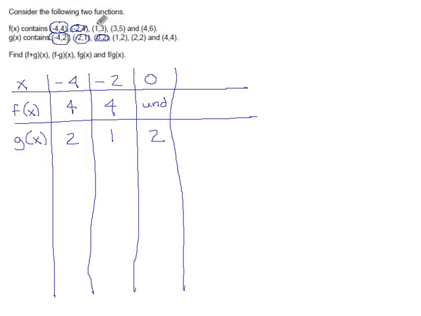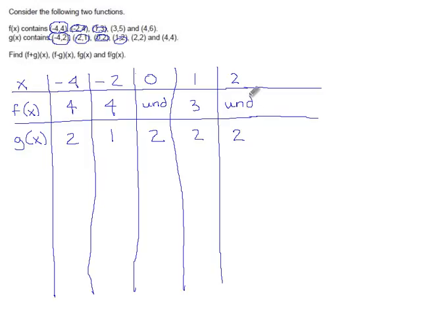Next, when x is 1, we get f is 3 and g is 2. That takes care of that one. How many more have we got here? That's those two. Going in order by x, then this is next. When x is 2, function g is 2, and f is undefined. Okay with that.